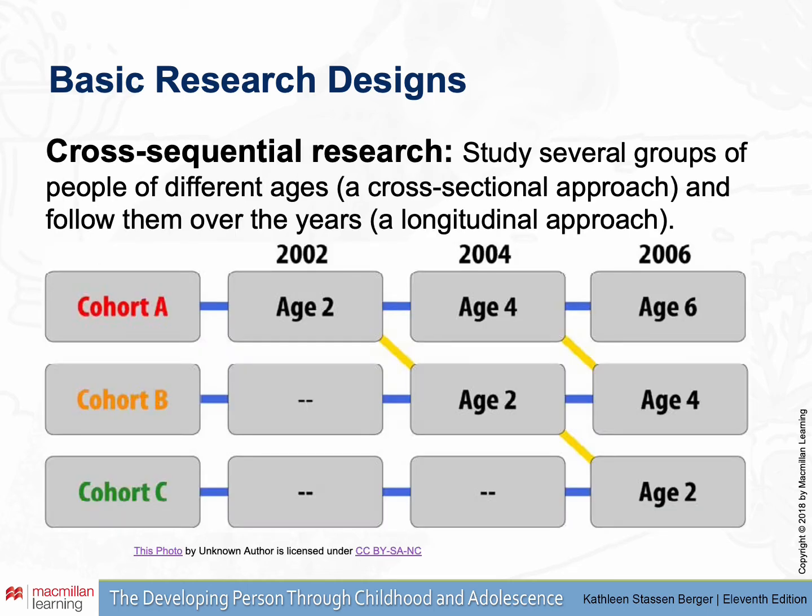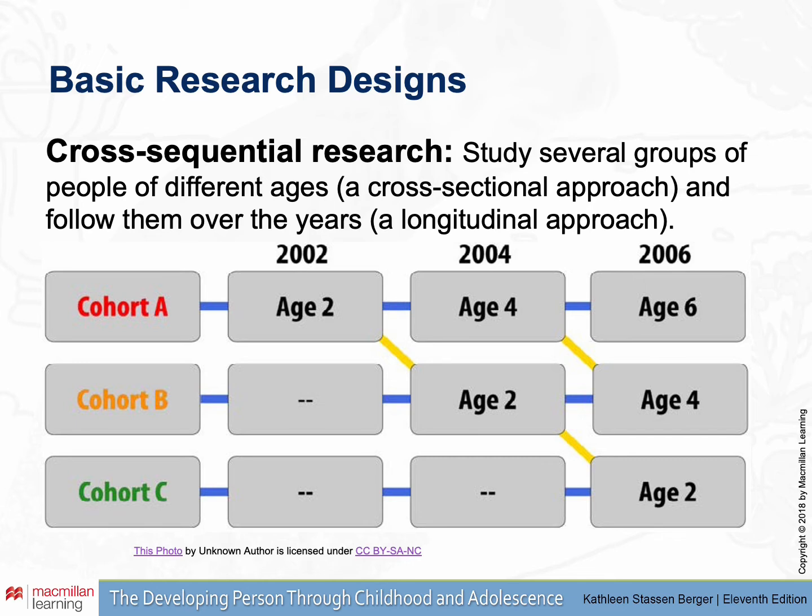One of the research designs that you'll read a lot about is a combination of cross-sectional and longitudinal. This results in something we call cross-sequential research. In this study, what a researcher does is try to recruit multiple cohorts or multiple generations of children.